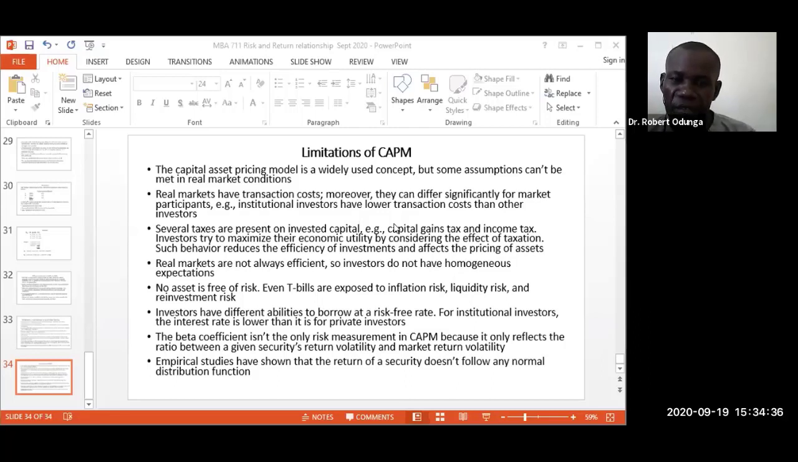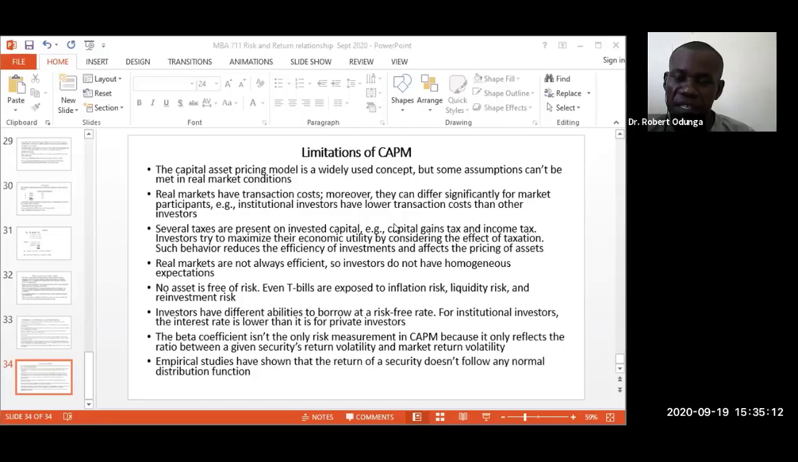Real markets are not always efficient, so investors do not have homogeneous efficient markets. And one of the topics one of you is going to present on is the efficient market hypothesis. We cannot have an efficient market completely. This assumption does not hold. In a real situation, it cannot work.